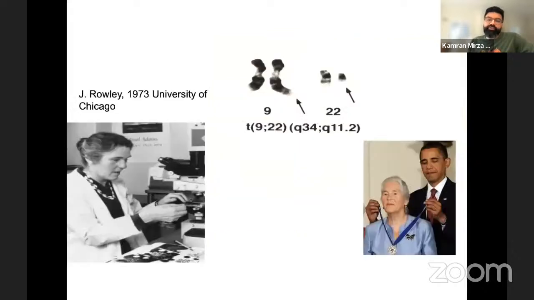This Philadelphia chromosome was actually looked at in detail by Janet Rowley, who was a physician at the University of Chicago. I have to name drop because I had the good fortune of meeting her when I was there. She has since passed, and she is a giant in the field of genetics in leukemias. Here she's receiving the Presidential Medal of Freedom from President Obama on the right. That's a cool story. I could come back to talk about just her story.